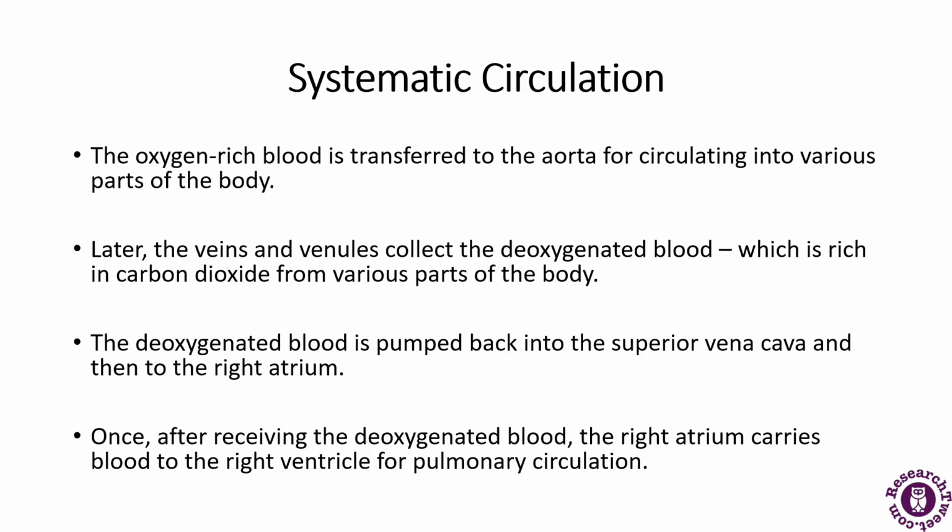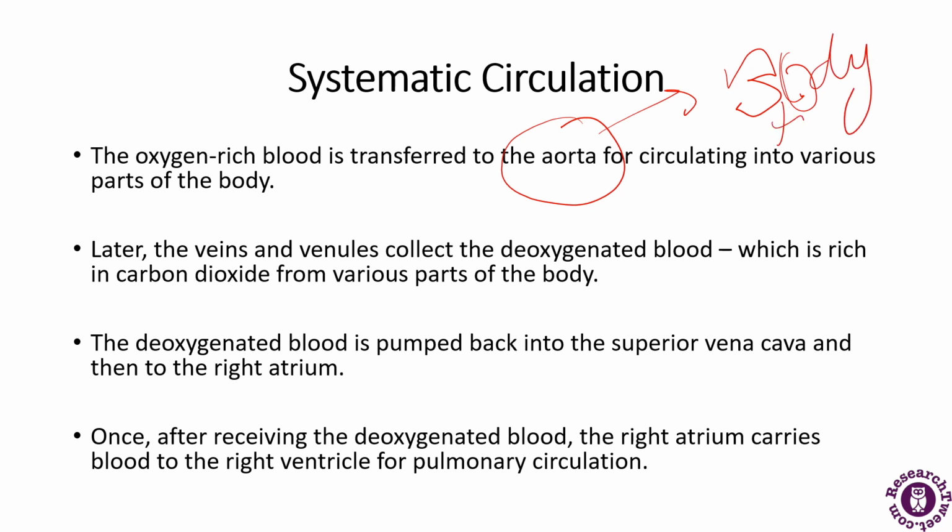Now about the systemic circulation. Systemic circulation carries the oxygenated blood from the left ventricle to the tissue capillaries. The oxygen rich blood is transferred to the aorta, which I have already represented in the heart diagram, for circulating to various parts of the body. From the aorta it will be transferred to the body tissues.